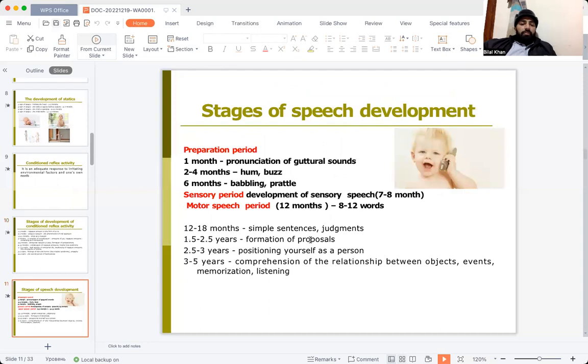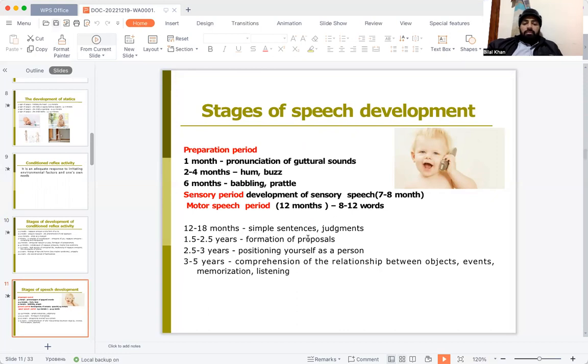The speech development also has stages: preparation period, sensory period, motor speech period. The preparation period is pronunciation of guttural sounds at 1 month, 2 to 4 months hum, buzz, 6 months babbling and prattle sounds. Sensory period is development of sensory speech, 7 to 8 months. Motor speech period, 12 months, 8 to 12 words.